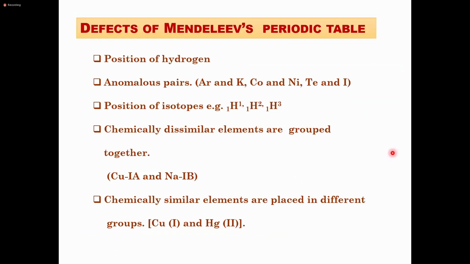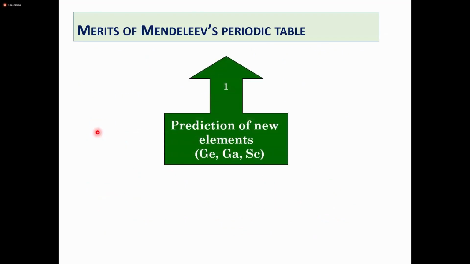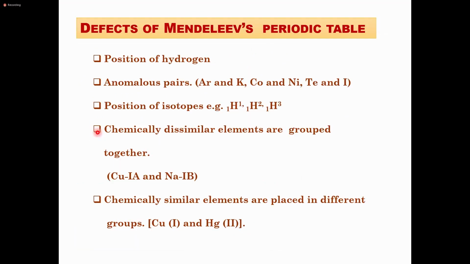On the position of isotopes, we know hydrogen has three isotopes according to mass: one, two, three. Protium, deuterium and tritium. So the positions of these three isotopes are not there. You can see only hydrogen is there, but where are the isotopes? The isotopes should exist, so we could arrange the isotopes of the hydrogen atom, but this is not there. So this is one type of defect.